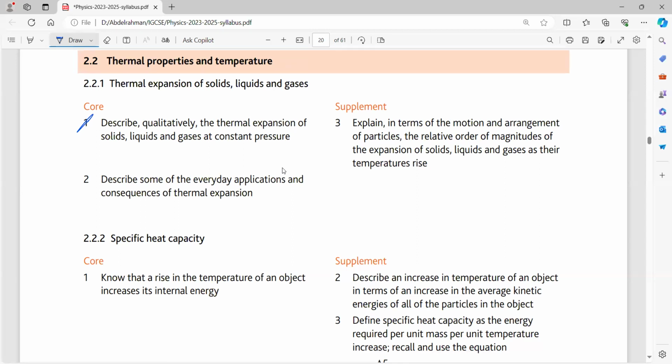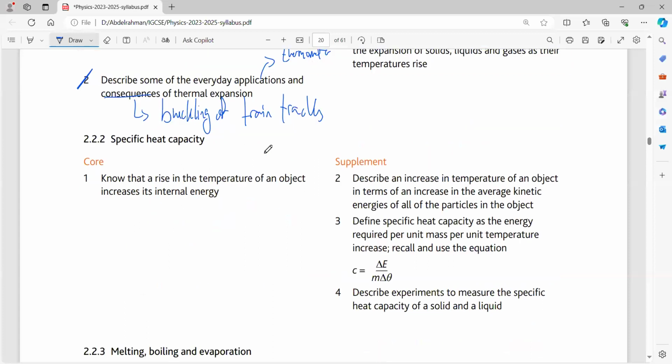Again, describe some everyday applications and consequences of thermal expansion. One of the very famous applications is a thermometer, and one of the very famous consequences is the buckling of train tracks. These are some of the applications and consequences of thermal expansion. Specific heat capacity: you're not required to know specific heat capacity per se, but you're required to know that as the temperature increases, the internal energy, which is the kinetic energy, also increases.